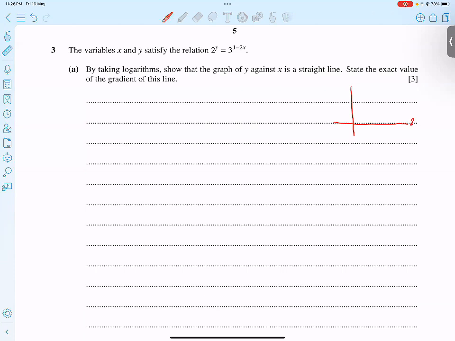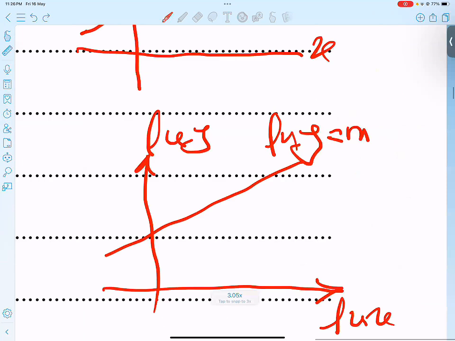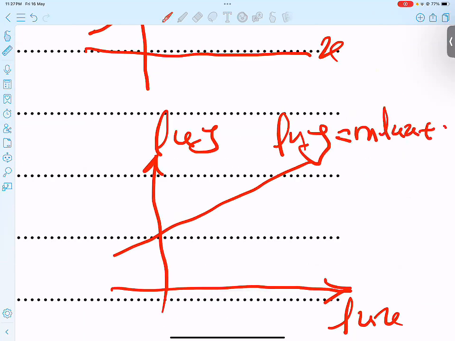Whenever we have x here and y here, the straight line equation is y equals mx plus c. But for the sake of knowledge, if this is log of x and this is log of y, then the equation of the line representing it is log of y equals m times log of x plus c.